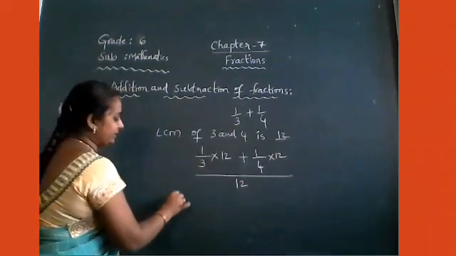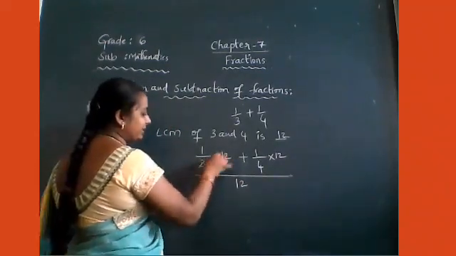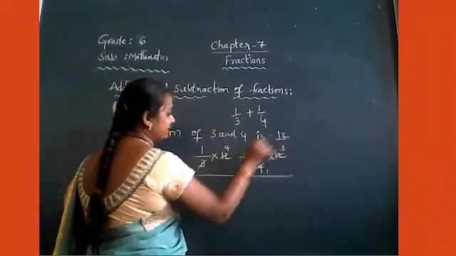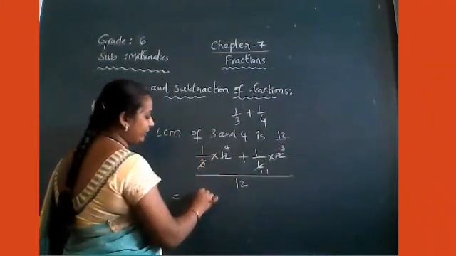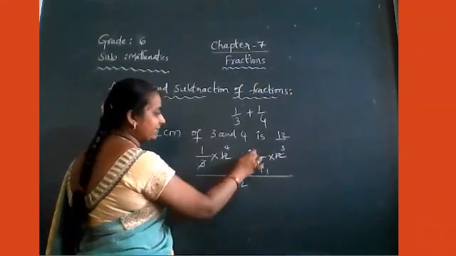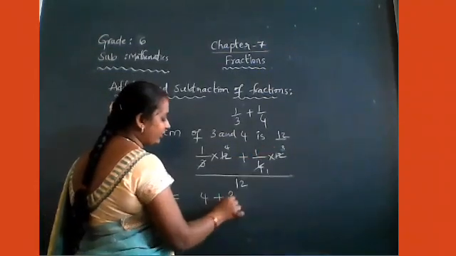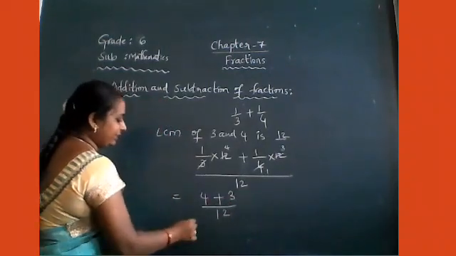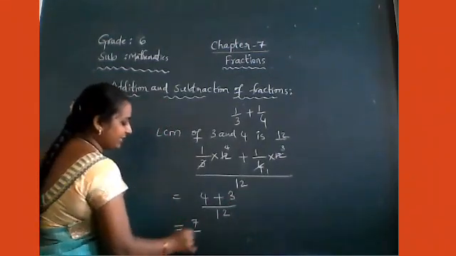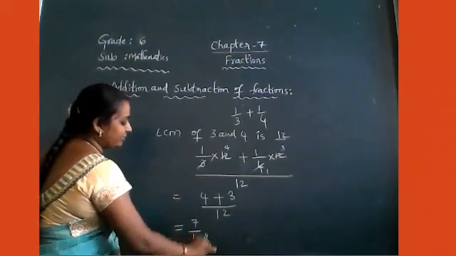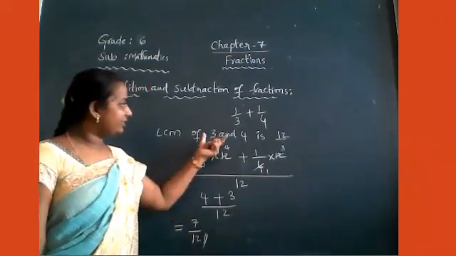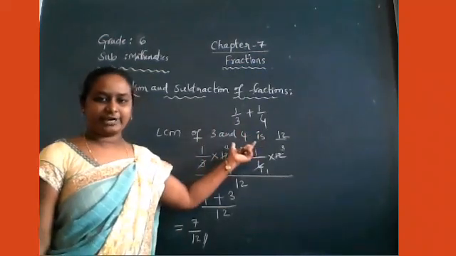Okay? Right. Next to simplify. 3 ones are 3, 3 fours are 12, again 4 ones are 4, 4 threes are 12. So 1 into 4 is 4, plus 1 into 3 is 3, over 12. Right. 4 plus 3 is equal to 7. 7 by 12. So this is the way of finding the addition of unlike fractions.